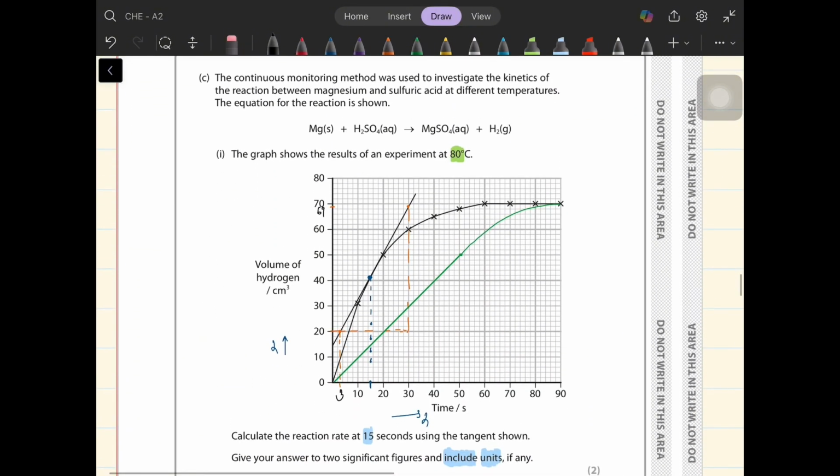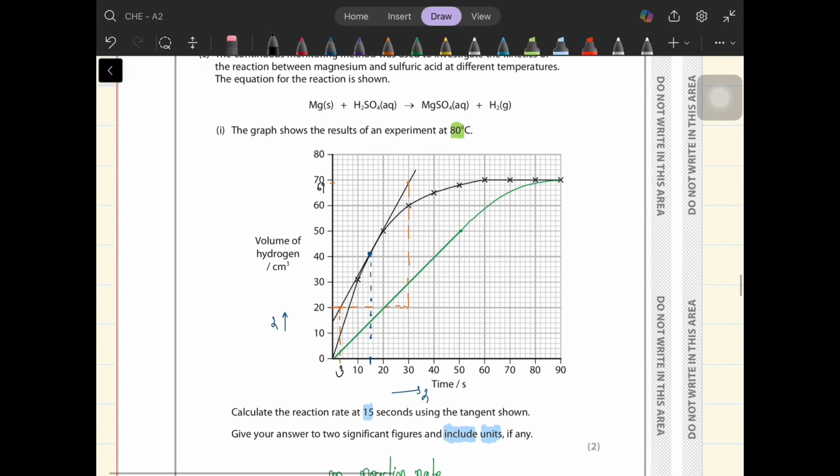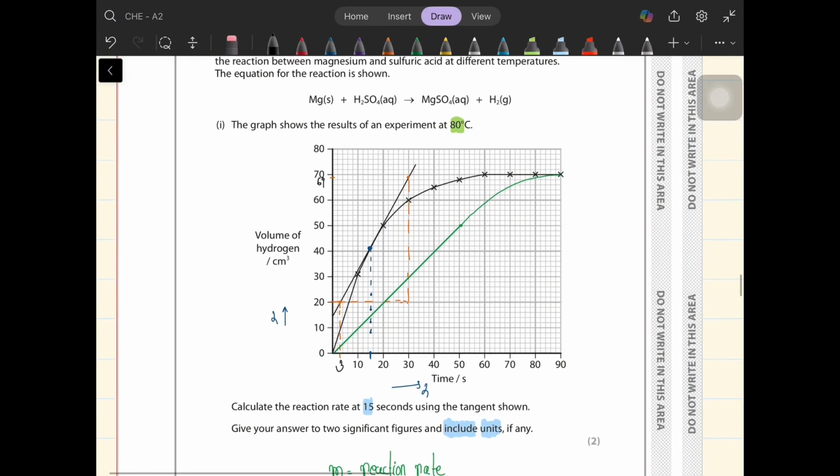The continuous monitoring method was used to investigate the kinetics of the reaction between magnesium and sulfuric acid at different temperatures. Okay, the equation for this reaction is this and this. For 80 degrees Celsius, the result shows the temperature for 80 degrees. Calculate the rate at 15 seconds using the tangent shown, right? So calculate the rate at 15 seconds.